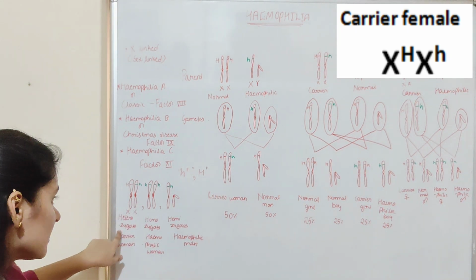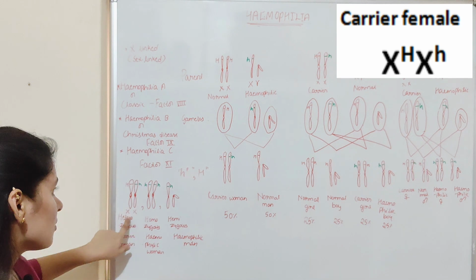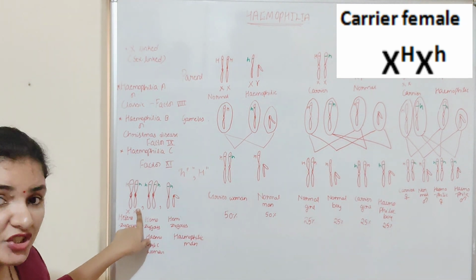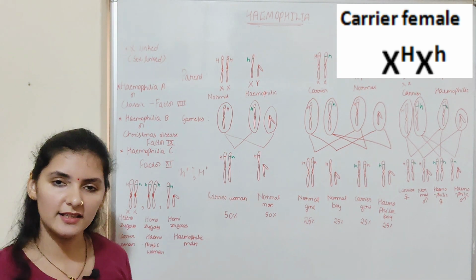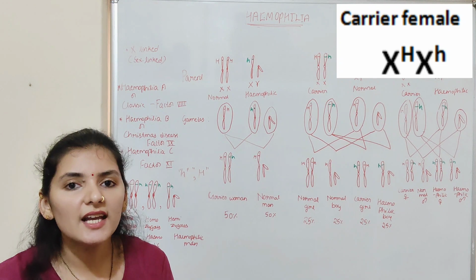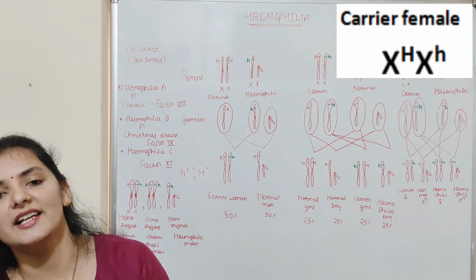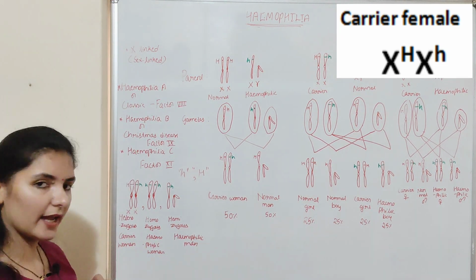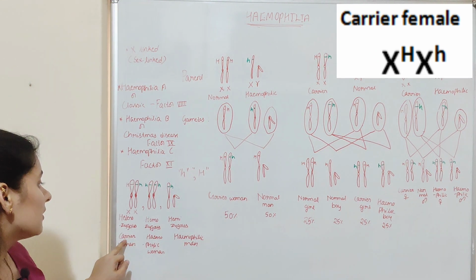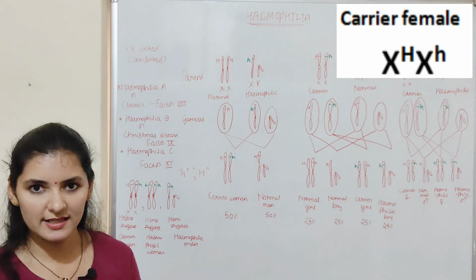In the heterozygous condition, the woman does not show any symptoms of hemophilia and is normal, but she is a carrier. Carrier means she does not show any symptoms of the disease, but she carries that abnormal gene to the next generation. So in the heterozygous condition, the woman will be normal, but she is a carrier for that particular disease.